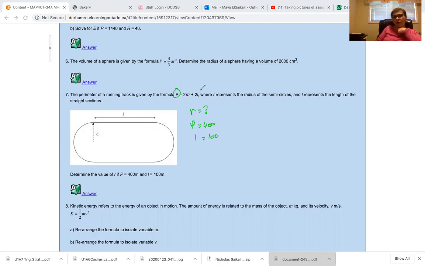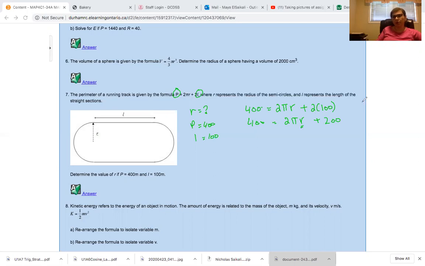So I know P, I know L, I'm looking for r. So let's put the values in here. So I know that P is equal to 400, equals 2 pi r, I don't know what r is, plus 2 times 100, that's for L. I'm just doing it this way because it might be easier for you guys, where you only have one letter that you're isolating for, and you know that you're isolating for that letter. So that's going to be 400 equals 2 pi r plus 200. Now I'm isolating for r.